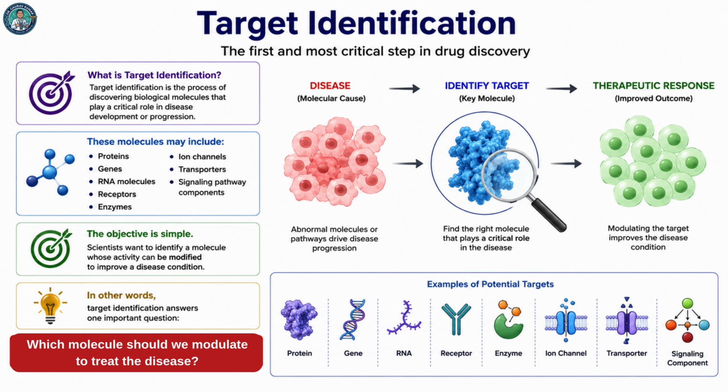Target identification is the process of discovering biological molecules that play a critical role in disease development or progression. These molecules may include proteins, genes, RNA molecules, receptors, enzymes, ion channels, transporters, or signaling pathway components. The objective is simple. Scientists want to identify a molecule whose activity can be modified to improve a disease condition. In other words, target identification answers one important question: which molecule should we modulate to treat the disease?